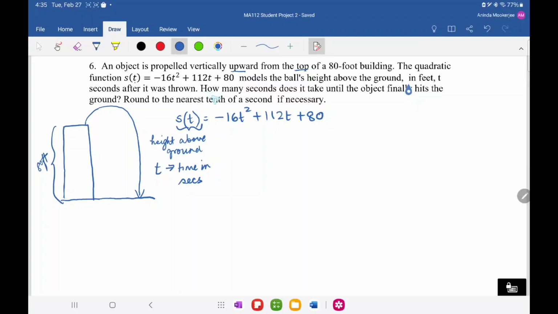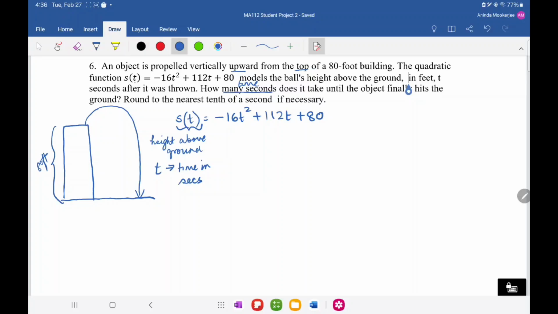The question is, how many seconds does it take until the object finally hits the ground? So they're asking us for the time, how many seconds. So we have to solve for t in this equation. That's what the question is asking, to solve for t. How long will it take for the ball to come back to the ground after it is thrown?